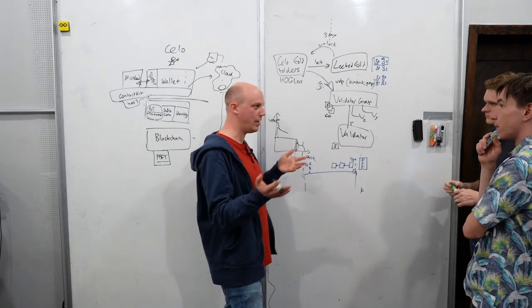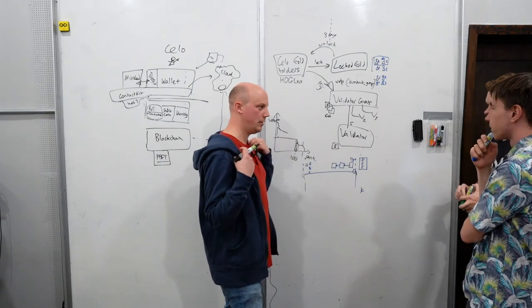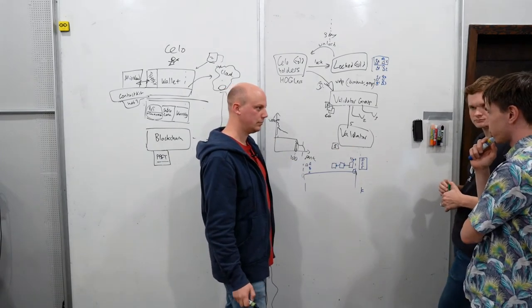It's a shuffled permutation, like a random permutation. Deterministic. Within the epoch, it's deterministic. Yeah. Cool. What is the source of on-chain randomness?